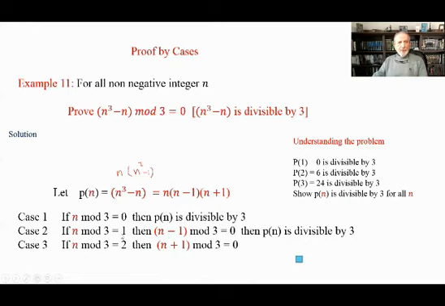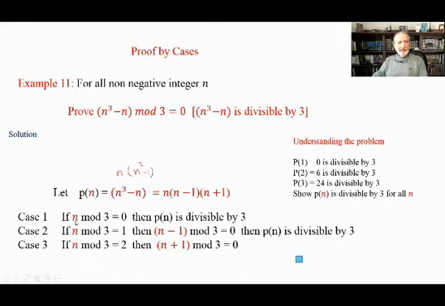If n mod 3 is 1, then n minus 1 mod 3 is 0. If the remainder of the division of n by 3 is 1, then n minus 1 is divisible by 3. If n mod 3 is equal to 2, then if you add 1 to n, you will get a multiple of 3. So n plus 1 is a multiple of 3, the whole thing is a multiple of 3.